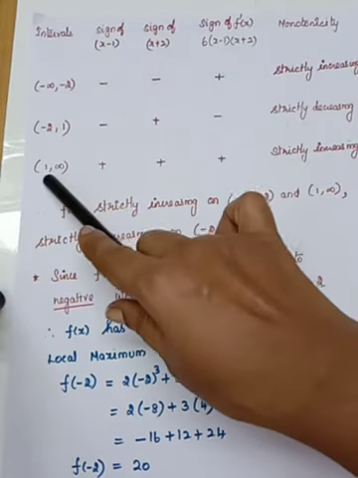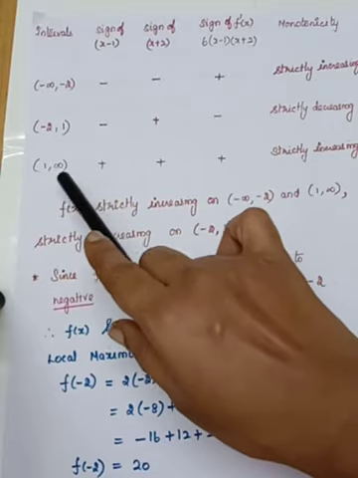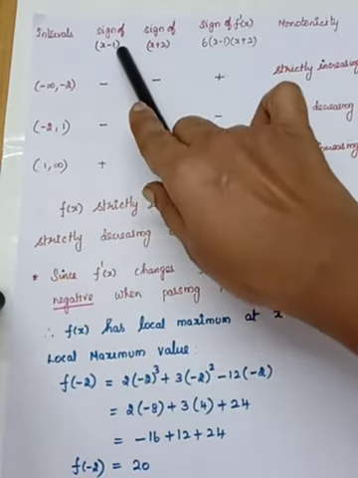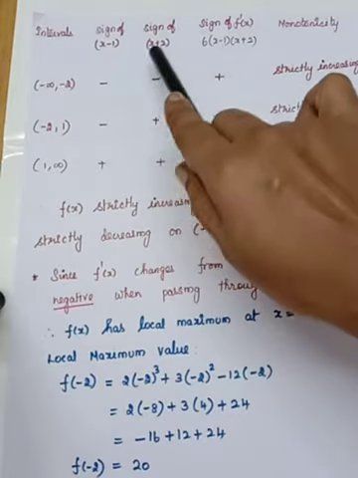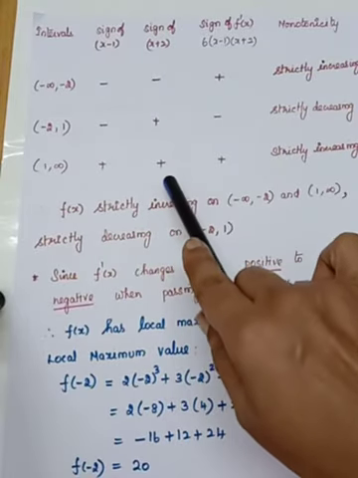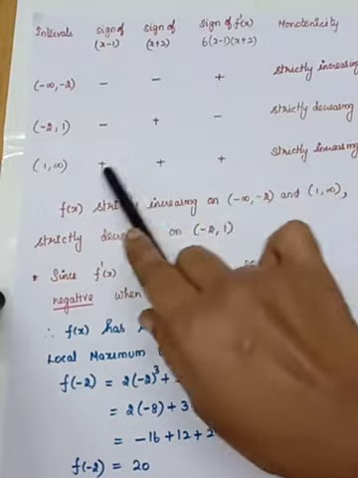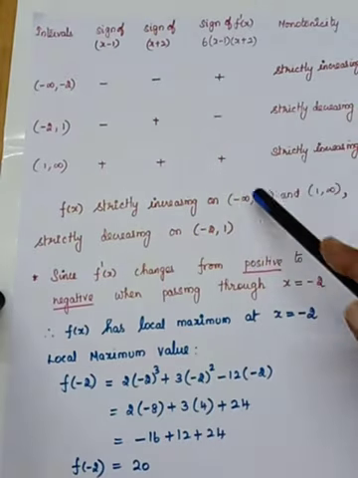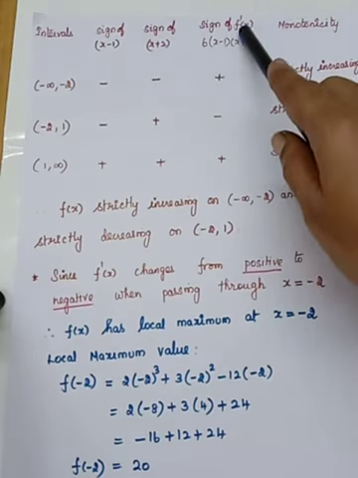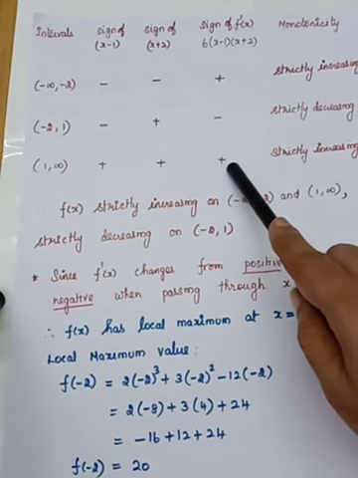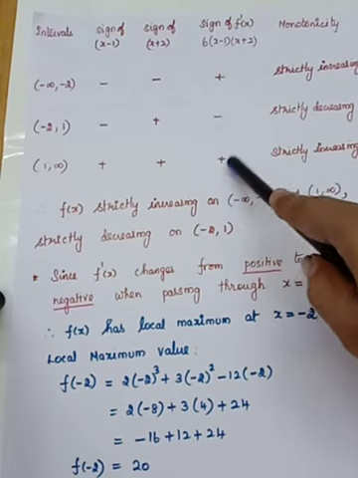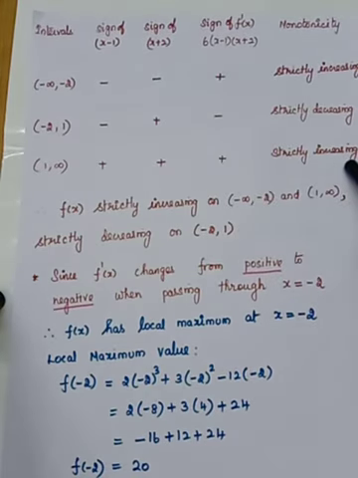Okay, consider the next interval, 1 to infinity. In 1 to infinity, we can take 2. So, 2 minus 1 is positive, and 2 plus 2 is 4, that is also positive. And when you take the product, positive into positive is positive, into 6 also positive. So, f dash of x positive means it is greater than 0, and this is strictly increasing.